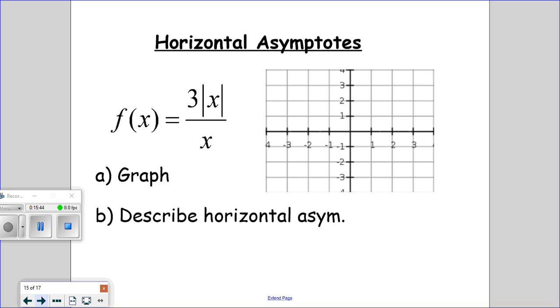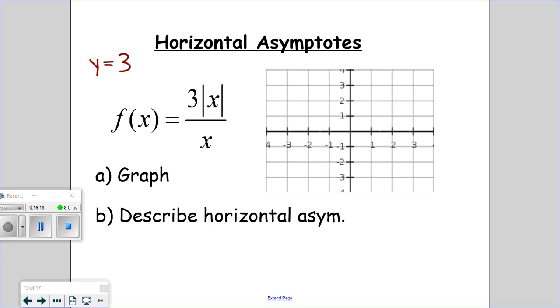f of x equals 3 absolute value of x over x. I kind of want to simplify that because I see an x in the top and an x in the bottom, right? Obviously, that absolute value has got to have something to do with my problem. But if I think about simplifying that rational expression, I would cross off the x's and get f of x equals 3. What does that kind of a line look like? Horizontal line, right? At 3. Well, obviously, we're going to be a little bit different than that.